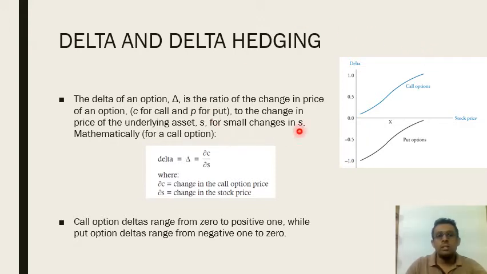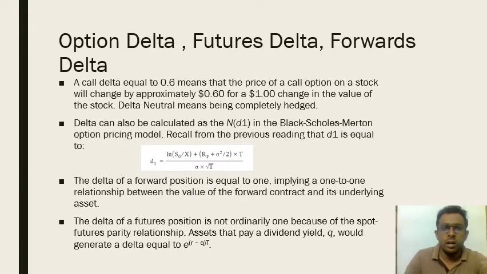So the basic idea behind delta is the change in option price, whichever option it is. If it is a put, we'll use delta P, and the change in stock price. Delta of futures and delta of forwards.